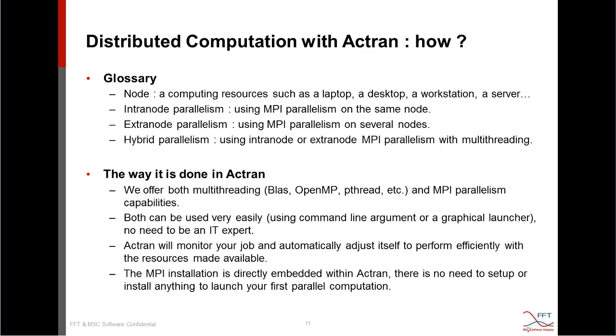What you need to get today is that both functionalities can be used very easily. You can use a dedicated command line, and I think that Morgan will show this, or I will show you this later, and the graphical launcher as well. You don't need to be an IT expert. Actually, when you install Actran, you automatically install every ingredient that allows you to use multithreading and MPI parallelism. There is no need to set up anything. You just need to install Actran, then you can launch your first parallel computation.